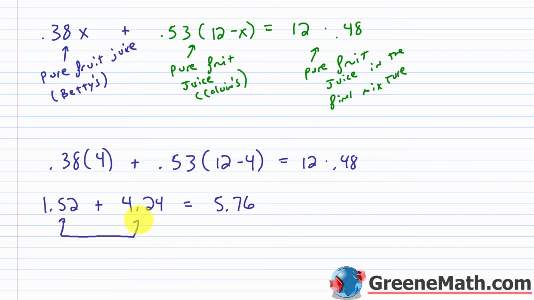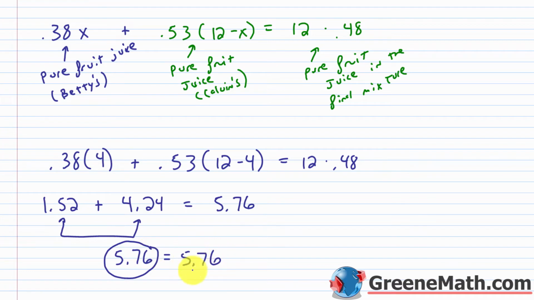Now, if I sum these two right here, I do get 5.76. So you get the left side equal to the right side. And it's more important here to understand why they're equal. Again, this right here tells me the total amount of pure fruit juice in gallons that I'm going to have from these two inputs. I've got 1.52 gallons coming from Betty's fruit juice, and then I have 4.24 gallons of pure fruit juice coming from Calvin's fruit juice. So again, the sum of that is 5.76 gallons of pure fruit juice. And that's what I want.